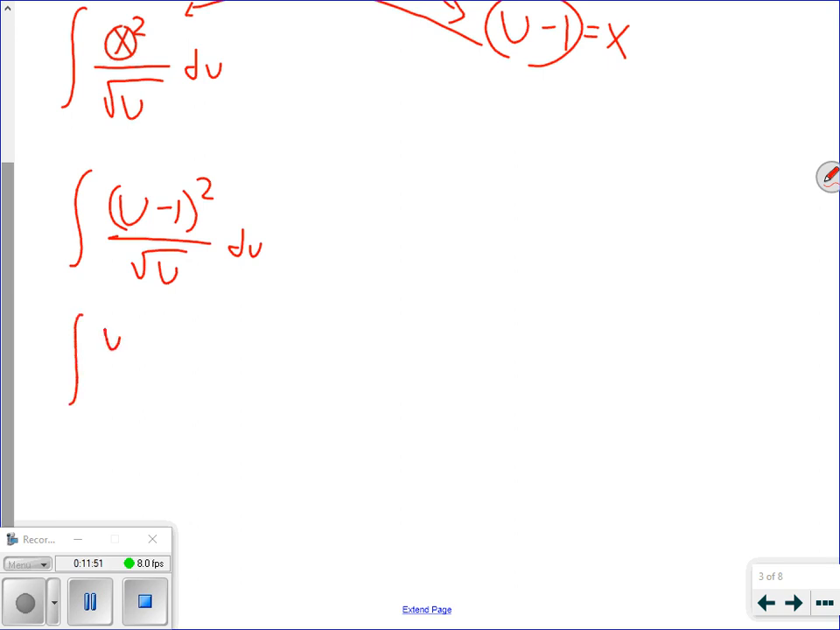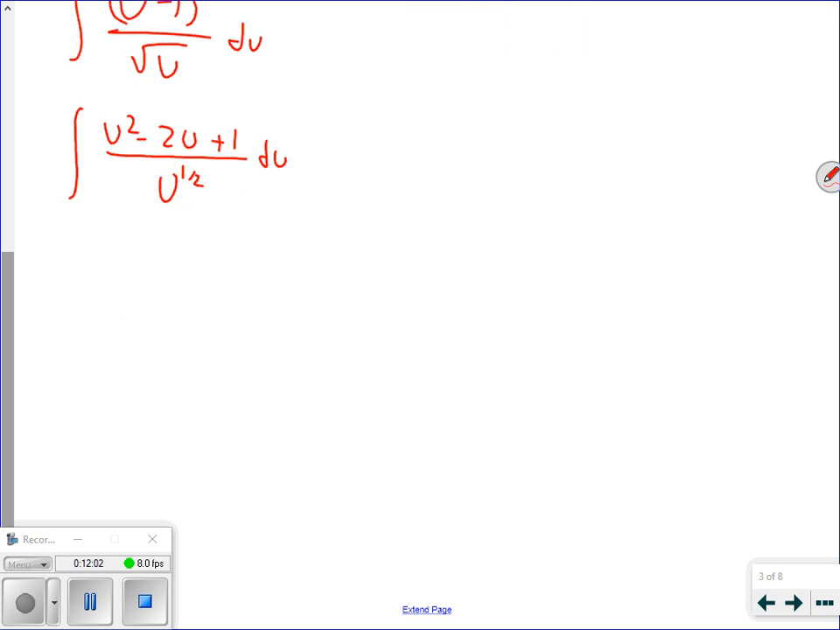So right now we got u squared minus 2u plus 1 all over u to the 1/2. And since we're dividing by a monomial, we can just divide all the terms by u to the 1/2. And it simplifies down to u squared over u to the 1/2 is u to the 3/2, minus 2, and then u to the first over u to the 1/2 becomes u to the 1/2 power. And then lastly, we got 1 divided by u to the 1/2 is u to the negative 1/2.